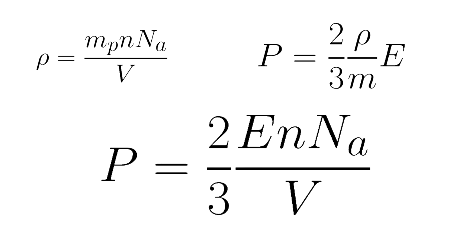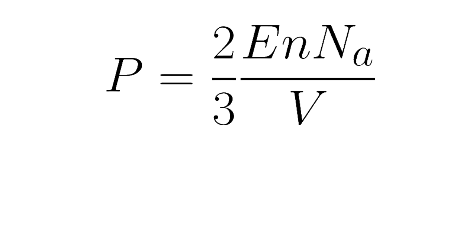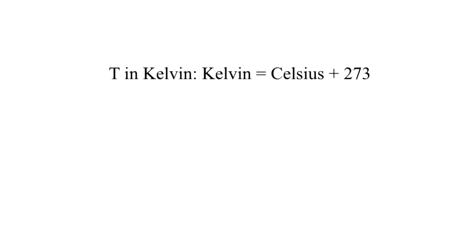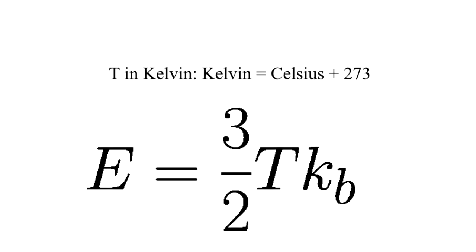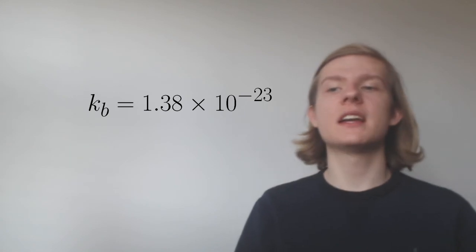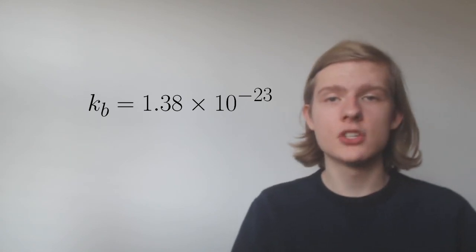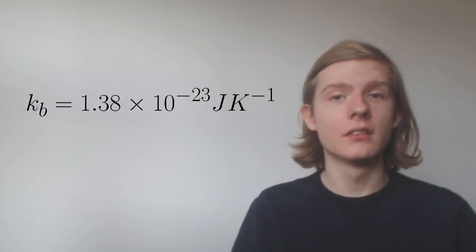P equals 2/3 times energy times the number of moles times Avogadro's number, all divided by volume. Multiply everything by volume, and we get the PV part of PV equals nRT. The last thing we need to bring in is the equipartition of energy. This describes how the temperature of a gas, assuming the temperature is constant throughout, which it almost can be, relates to the kinetic energy of each particle. The energy per particle is 3/2 of the temperature in Kelvin, multiplied by Boltzmann's constant, about 1.38 times 10 to the minus 23 joules per Kelvin.